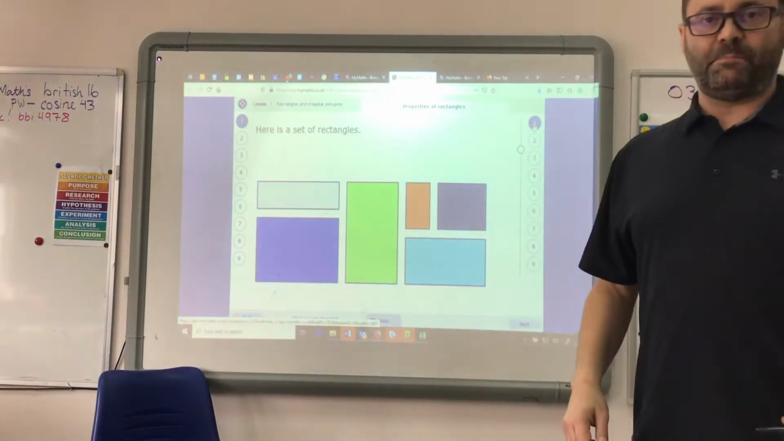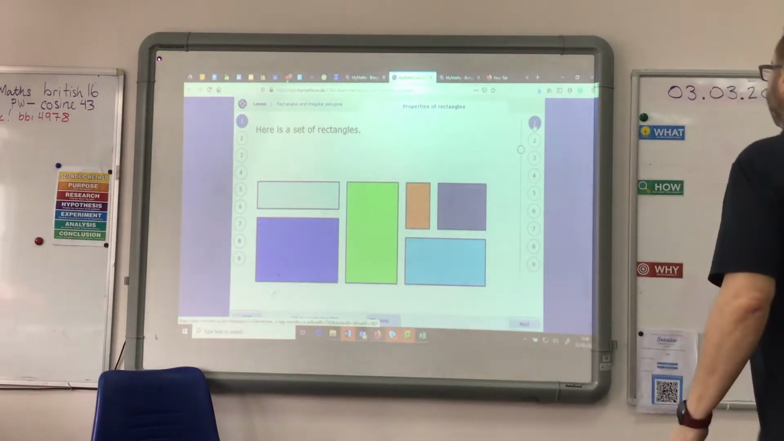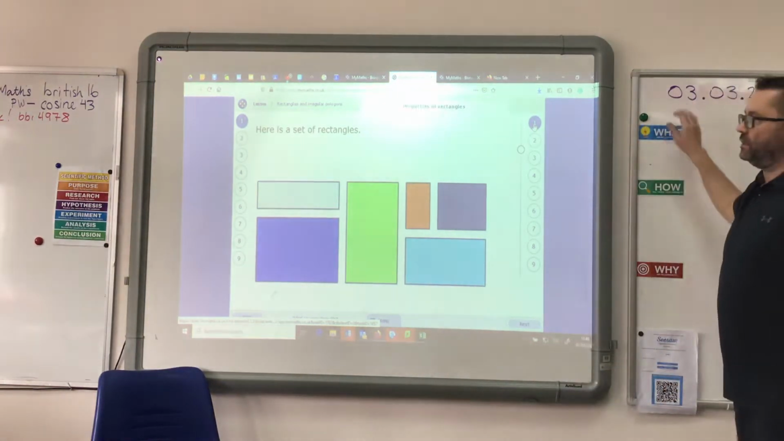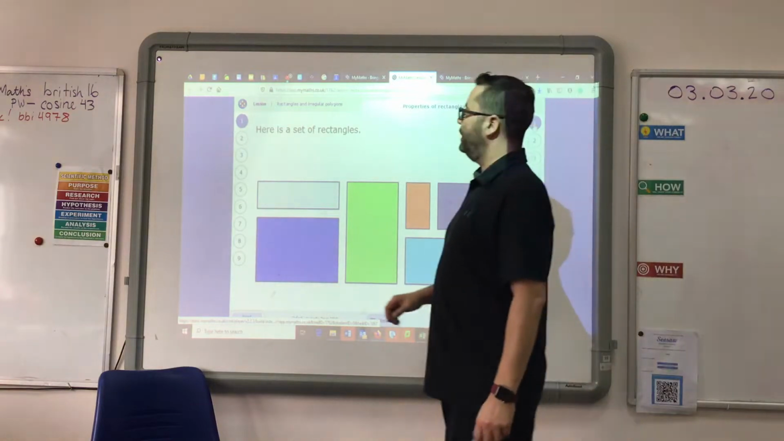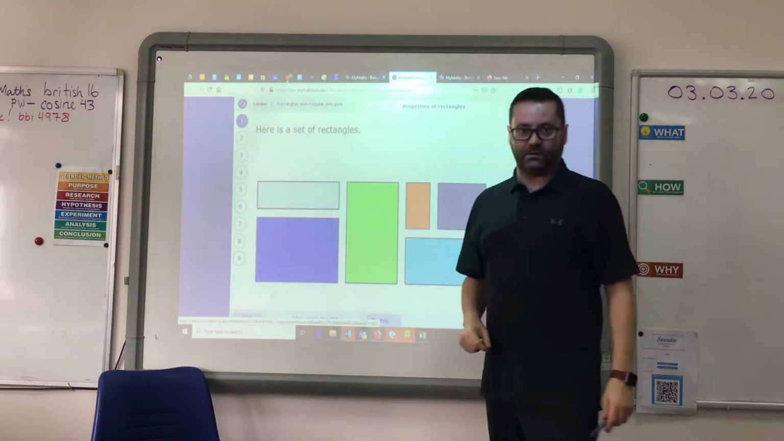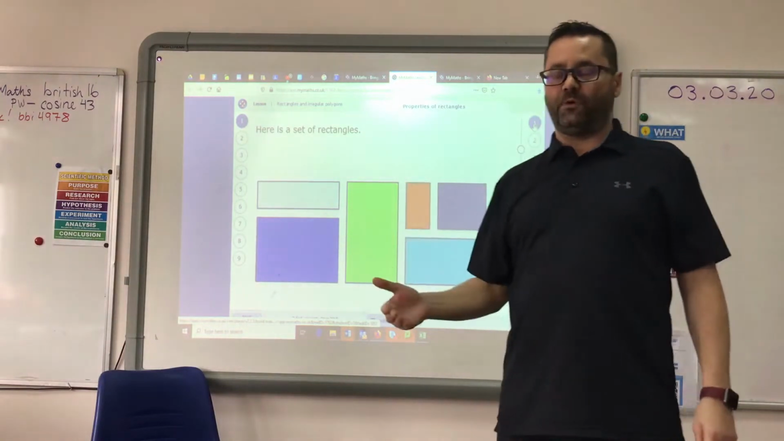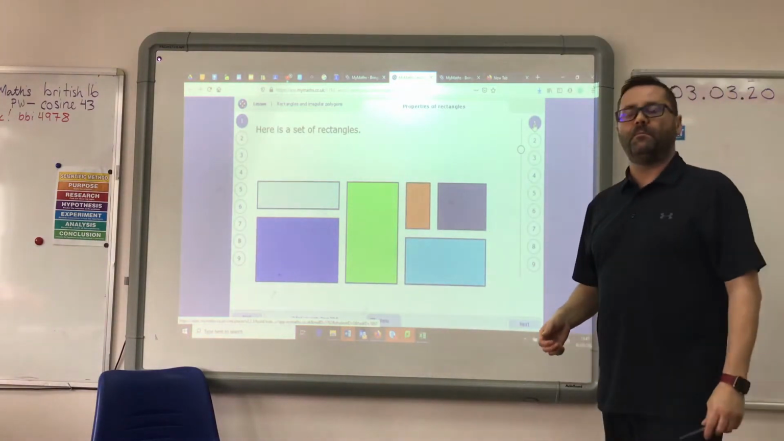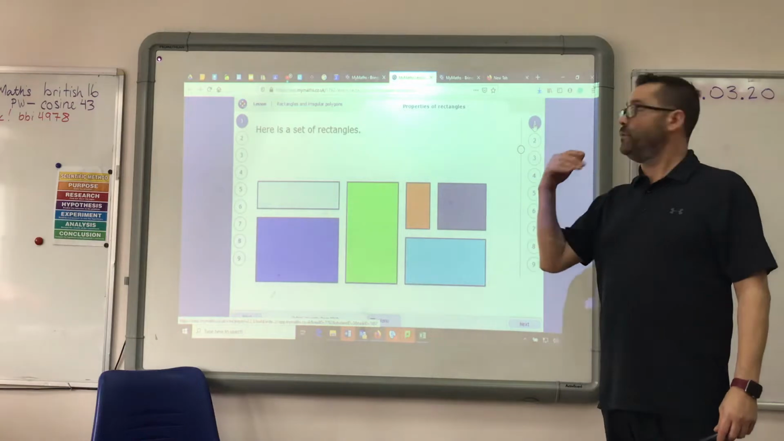Today is Tuesday, March 3rd, and we are going to be looking at rectangles and irregular polygons. We're going to continue our shape work, and with everything for my maths, it's very important that you complete this lesson before going on to doing the homework.